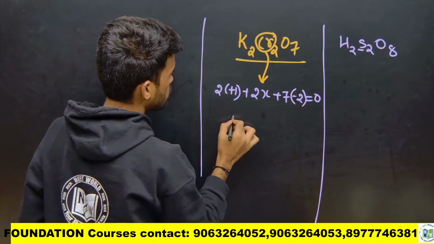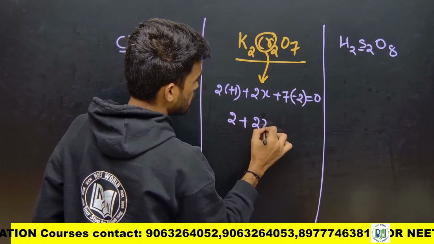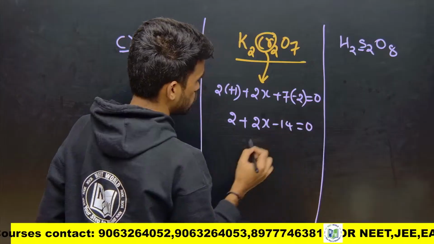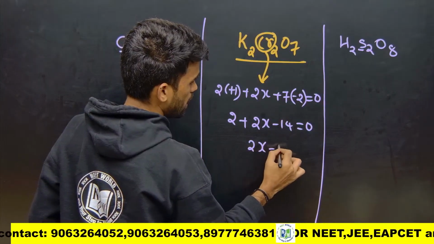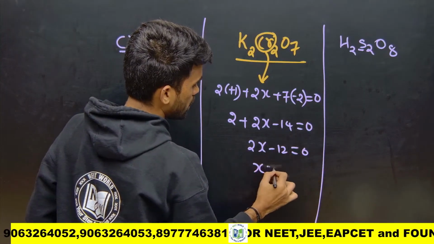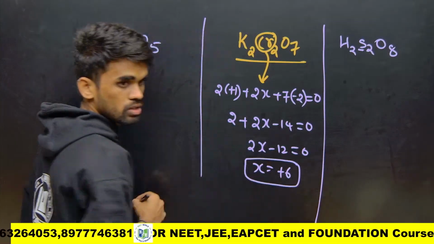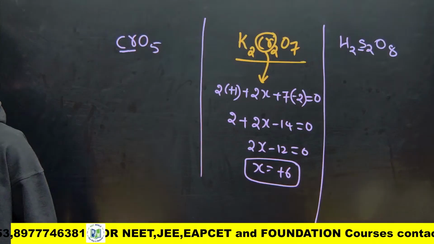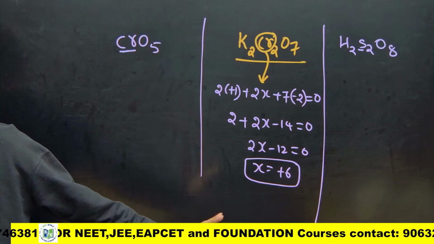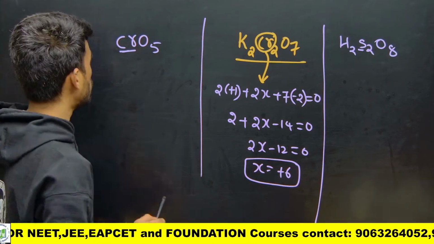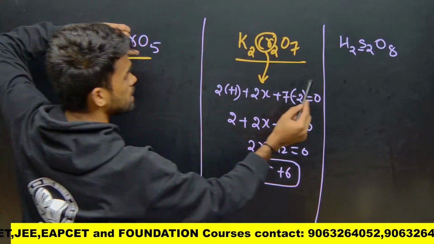Okay. So how much will you get? 2 plus 2x minus 14 equals 0. So this will be 2x minus 12 equals 0, x will be 12 by 2, it will be plus 6. So what is the oxidation state of chromium here? Plus 6. Hope it is also clear, right? So now one more thing. Now tell me, in this case and in this case, how can we do it?